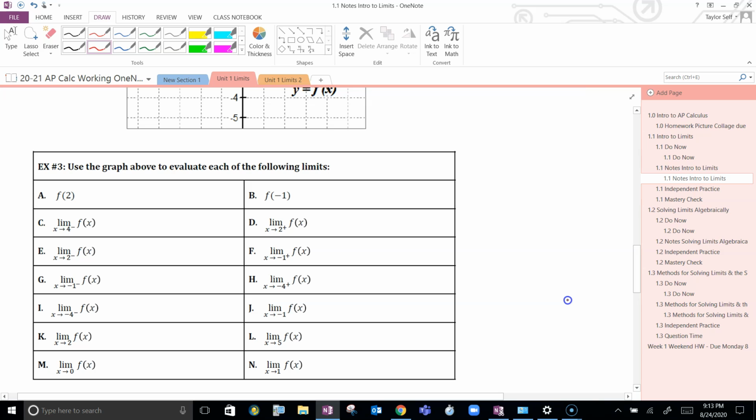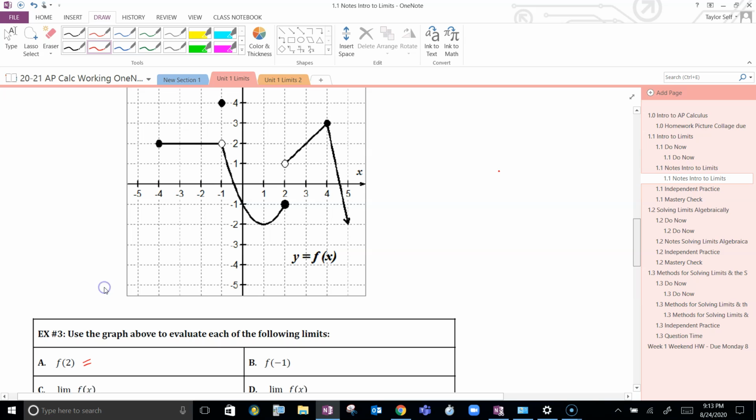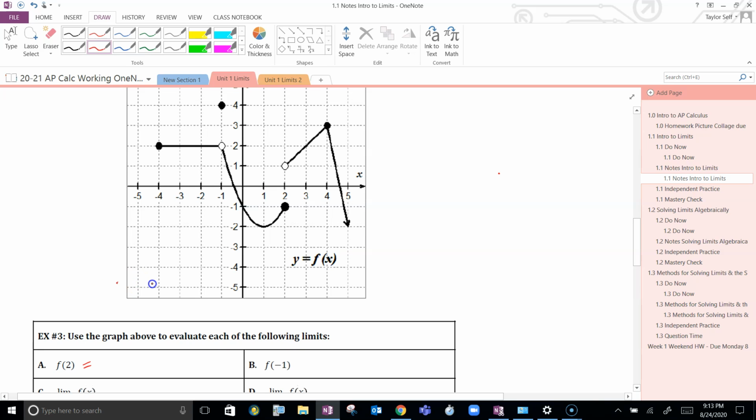So first, f of 2. This just means what is the y value at x equals 2. That's like old school. That's not even calculus. So that means let's go to where x is 2 and then look for the y value. X is 2. What is the y value? Do we choose the open circle or the closed circle? Closed circle. Y value is -1. So f of 2 equals -1. F of -1. That again means let's go to x equals -1 and find the y value. X is -1. We want the closed circle, so that's 4.